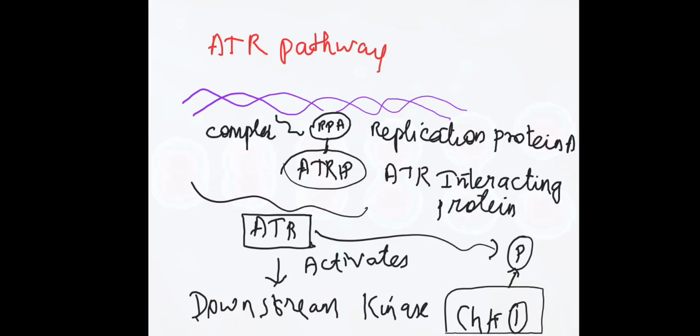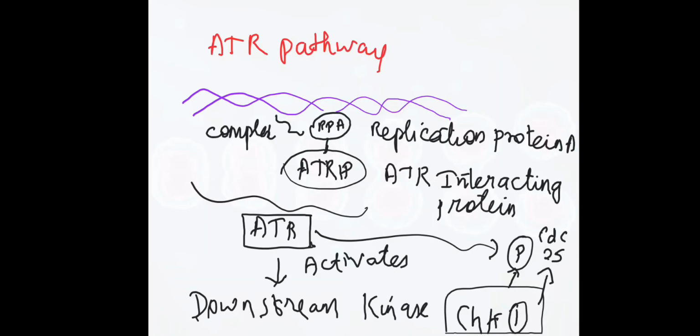In the ATR pathway, CHK1 is phosphorylated. In the ATM pathway, CHK2 is mainly phosphorylated. After this phosphorylation, it signals, converging on downstream effectors. In the case of ATM, it was P53, but in this case, the effector molecule is CDC25.